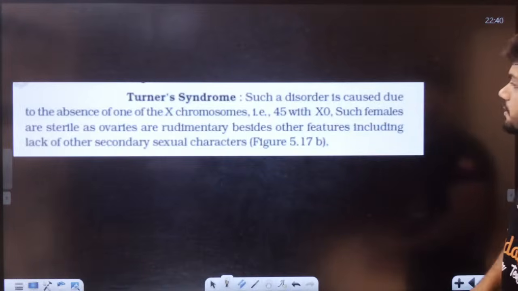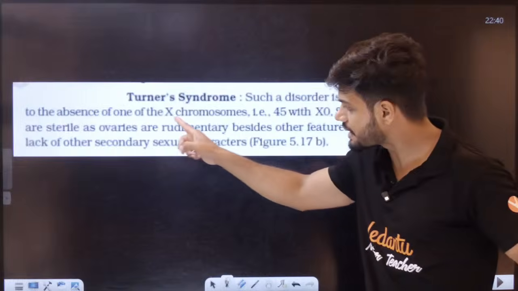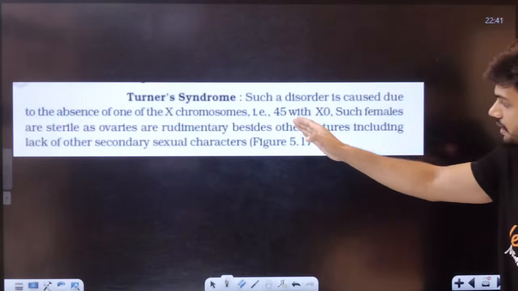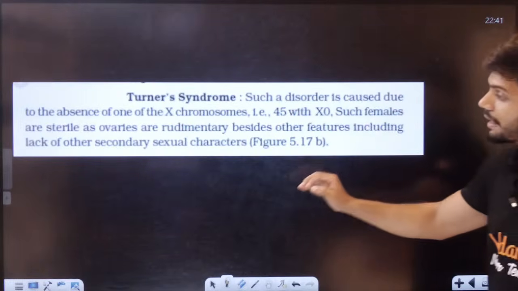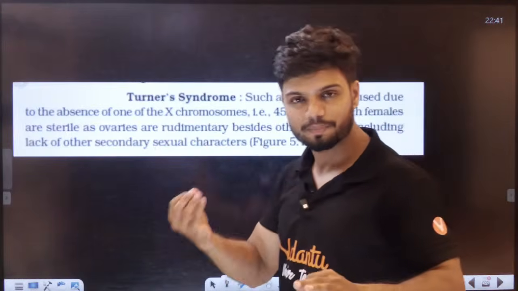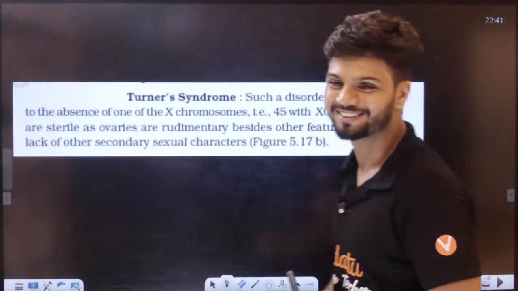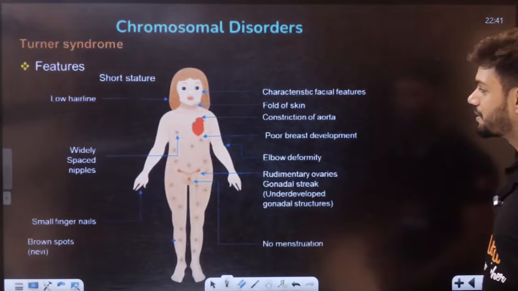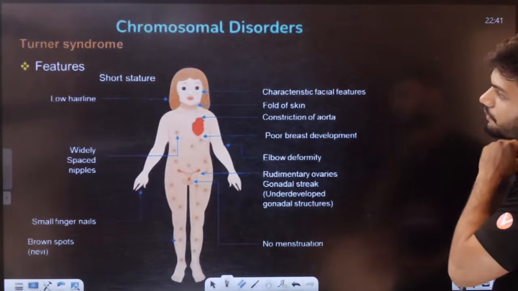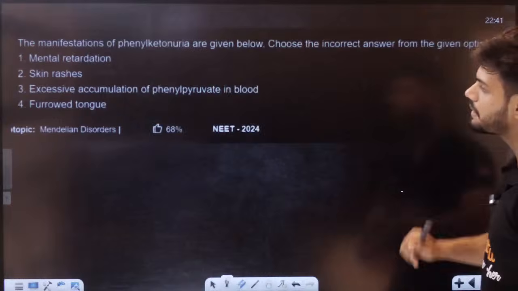Such females are sterile, ovaries are rudimentary, besides other features including complete lack of secondary sexual characteristics. That is what basically happens in the case of Turner syndrome. Different features are given to you here, students. With that, the chapter is over.